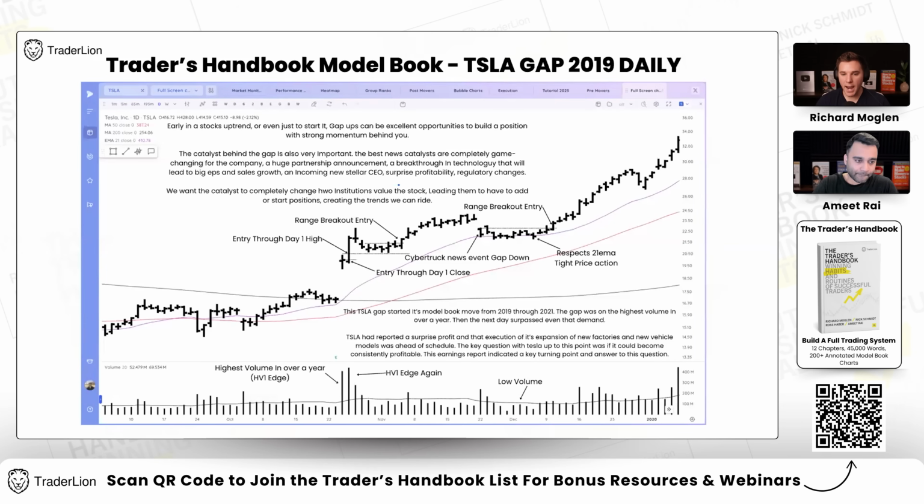The gap was on the highest volume in over a year, so it's showing that edge. And then the next day surpassed that once again. So highest volume in over a year, HV1. The next day, another HV1.